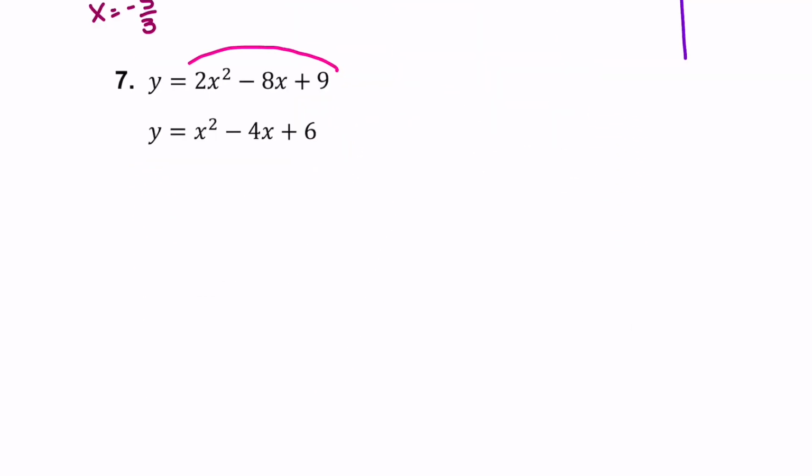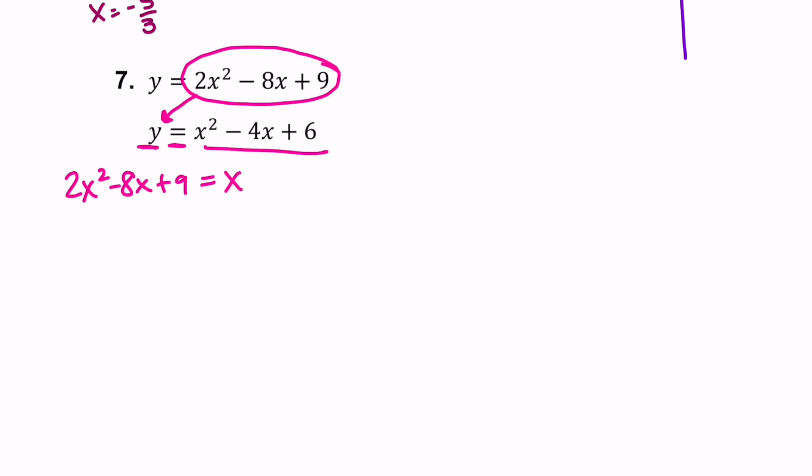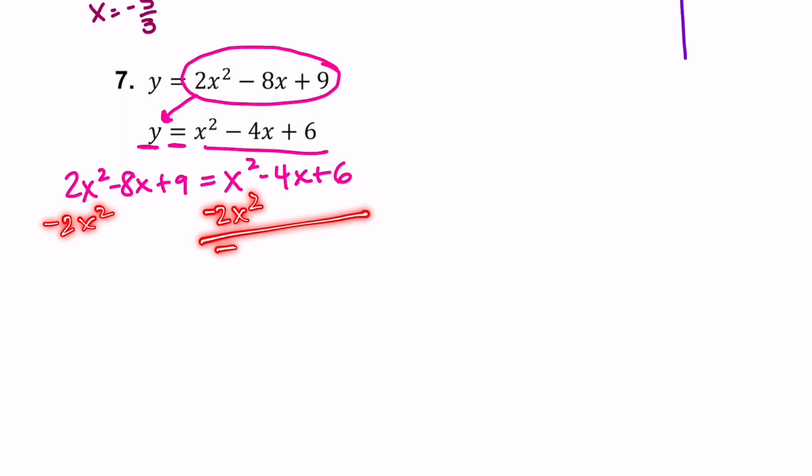We have 2x squared minus 8x plus 9. We're going to substitute it in for y here. 2x squared minus 8x plus 9 in for this y equals, and then we just write this right side, x squared minus 4x plus 6. Now we have 2x squareds. We've got to figure out which way we want to take all of our x squareds, because we need it to be positive. So if I minus 2x squared from both of these, x squared minus 2x squared would give me a negative x squared.